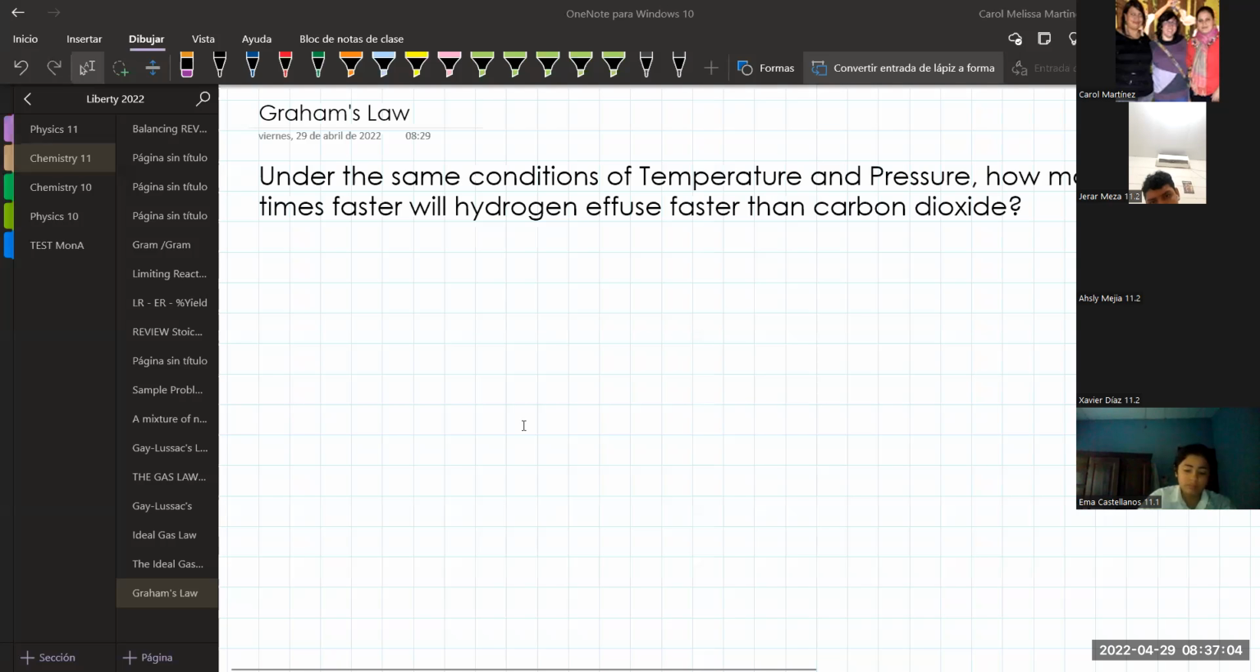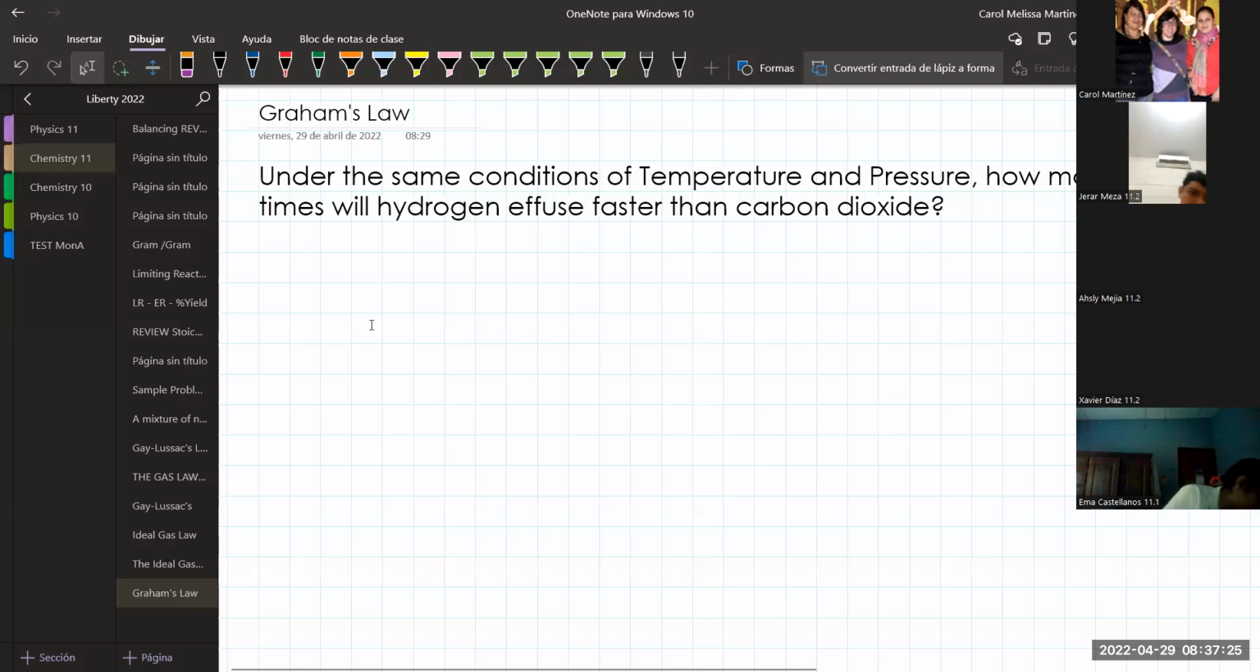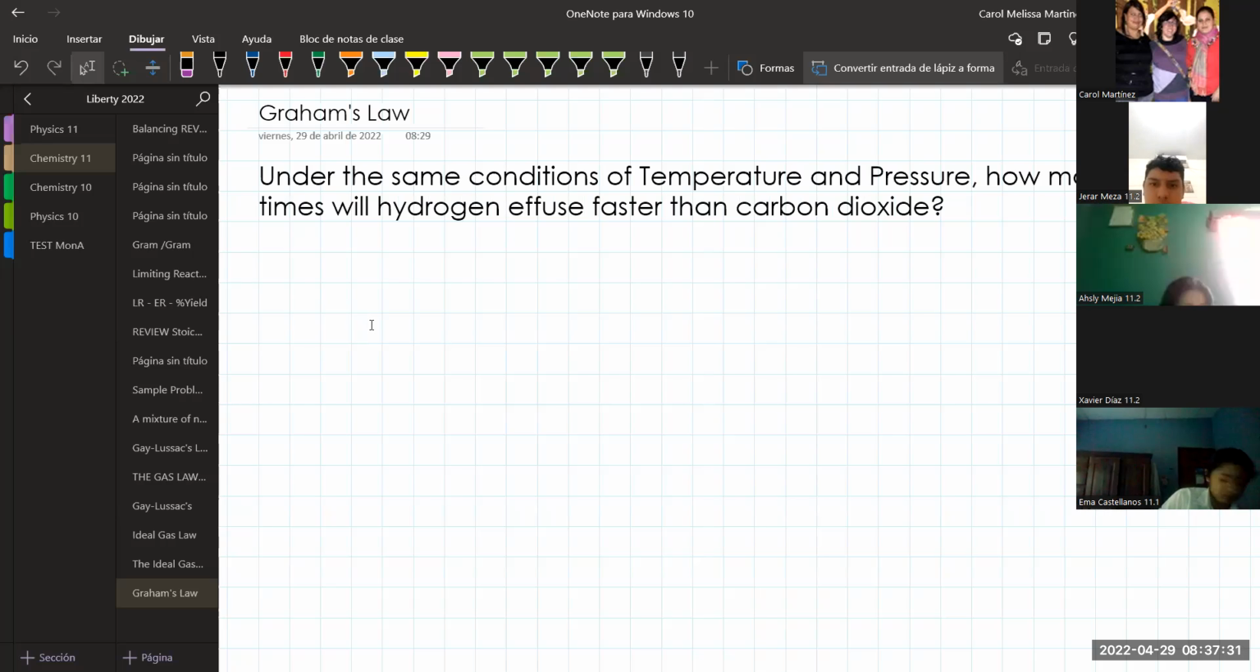For the first exercise, it says under the same conditions of temperature and pressure, how many times faster will hydrogen diffuse? How many times will hydrogen diffuse faster than carbon dioxide?